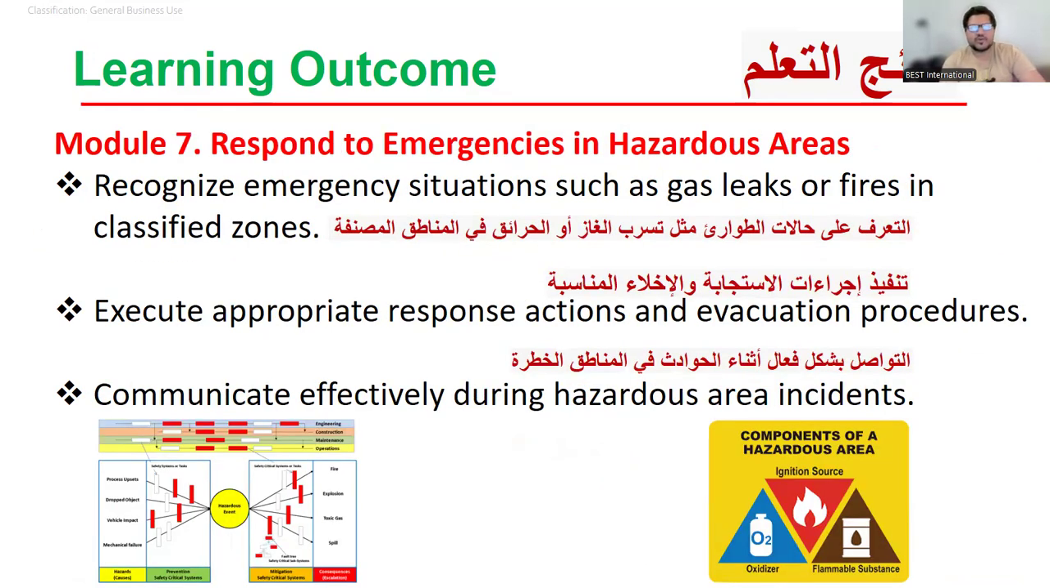Ultimately, whatever you have done so far, state-of-the-art equipment is there, it's certified, your teams are trained, everything is done, you are following work permit systems, but make sure you still have to be ready in case of emergencies: who will do what. So make sure your ERP, emergency response plans, are in hand, especially for the hazardous areas. That's why executing appropriate response actions and evacuation procedures is critically important, and practice makes a man perfect.